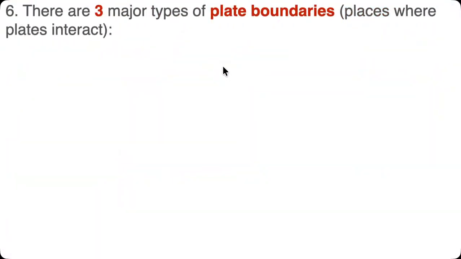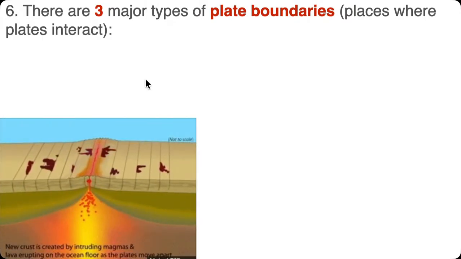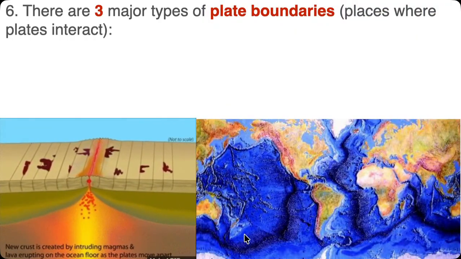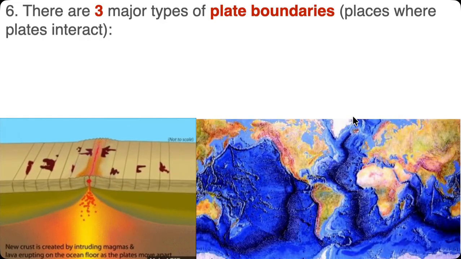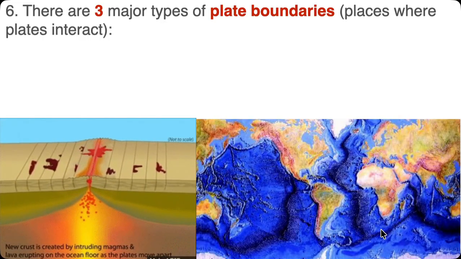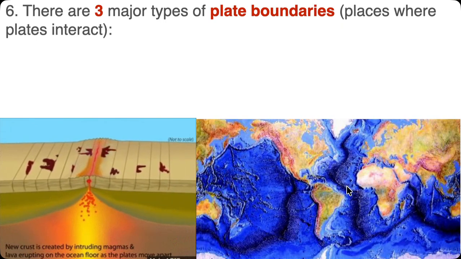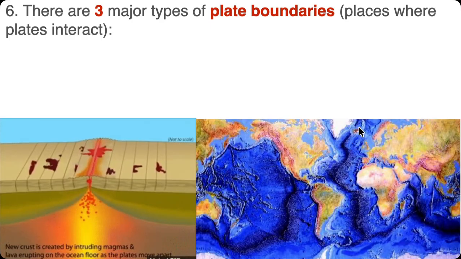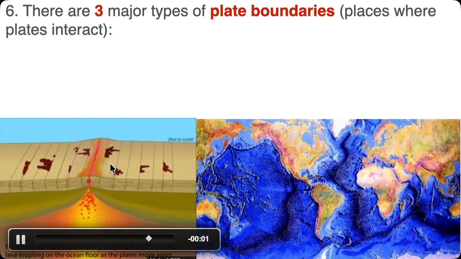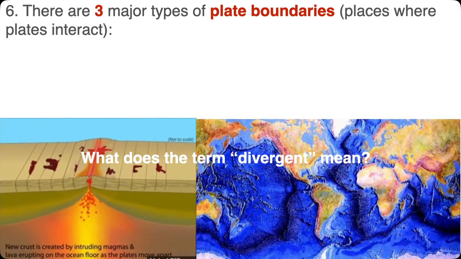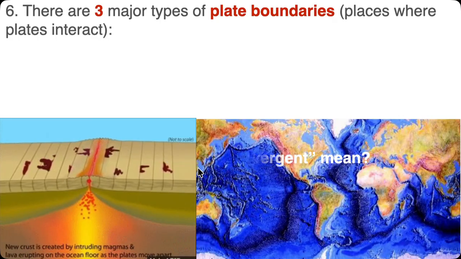Okay. Now, there are 3 different types of plate boundaries, and those are just places where plates interact with one another, where they meet. So this is our very first one. Here we have these really dark little trenches. They're oceanic trenches. And this trench right here is one of the more famous ones. It splits the Atlantic Ocean in half here. This is an example of this type of plate boundary. So my question is, what does divergent mean? Divergent means to separate, right?